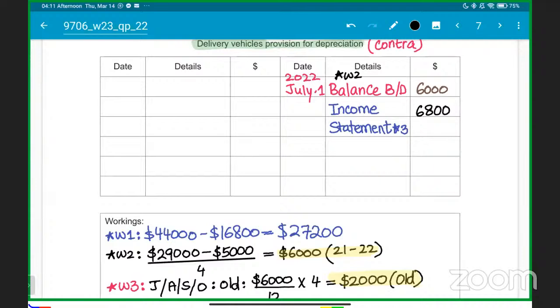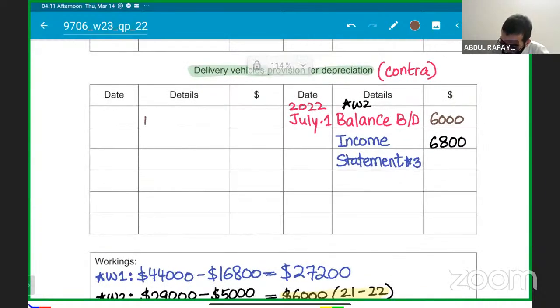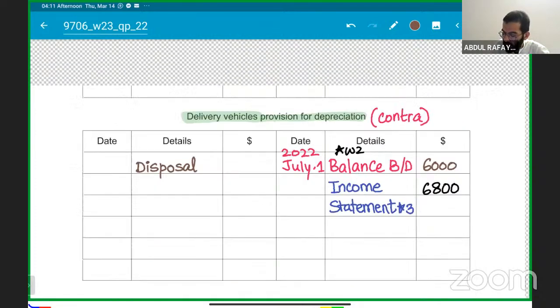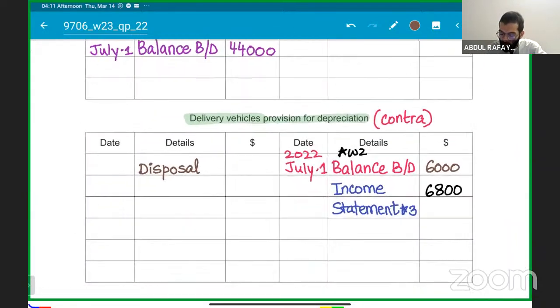Yes, sir. The next thing we need to understand is simple. When we are disposing of the asset, because we have removed the cost of the asset, we will have to remove the depreciation of the asset as well, which we can say is working number 4.